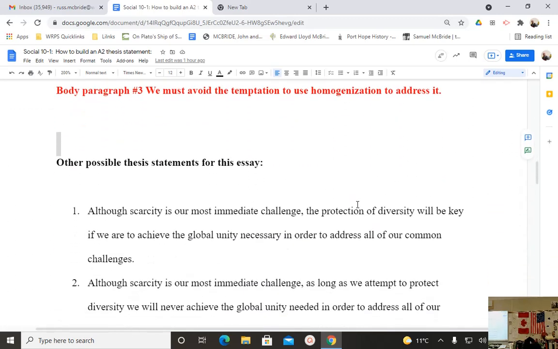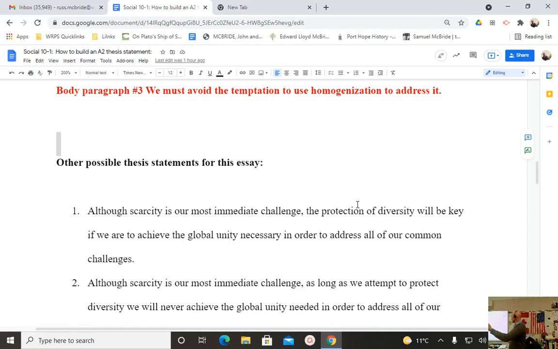Now I've got lots of possible thesis statements. I think I have 16 or so in addition to the one that's on the side board offered in this document. And each one of these is a response to the big rocks of the source, and it allows us to subdivide our body into smaller arguments. Although scarcity is our most immediate challenge, the protection of diversity will be key if we are to achieve the global unity necessary in order to address all of our common challenges.